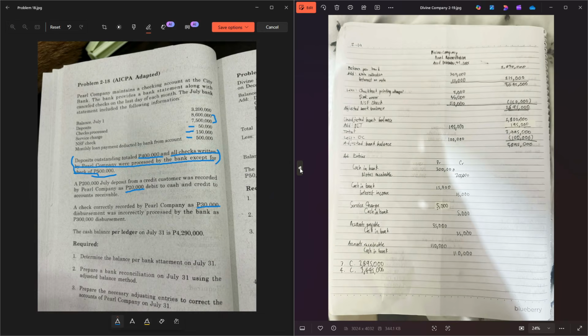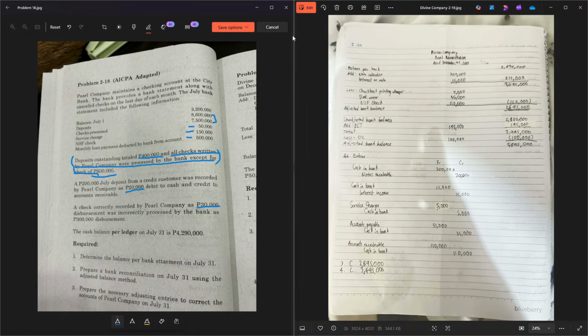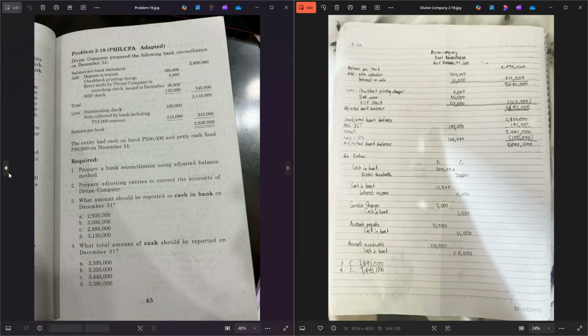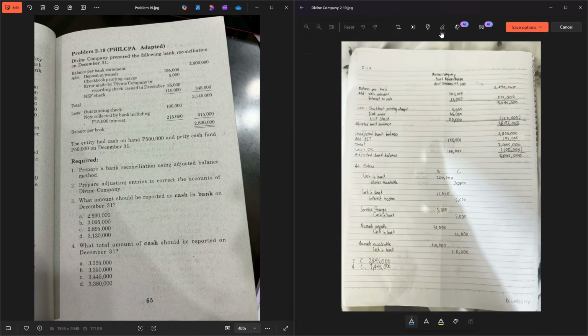Then 2-19. Divine Company Bank Reconciliation as of December 31, 20XX. So the balance per book is, wait, need to zoom. Balance per book is 2,830,000.